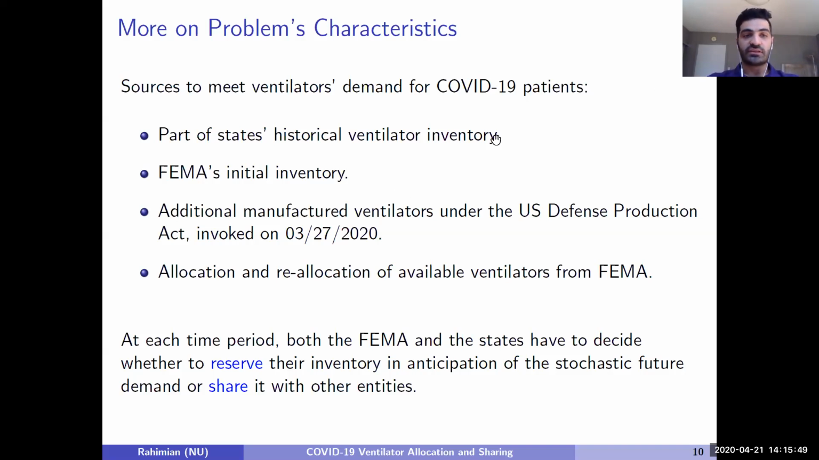What we need to do is decide how to allocate these ventilators to states. And if states don't need the ventilators, they should send them back to FEMA to be shared with other states. So essentially, at each time period, both FEMA and states have to decide whether to reserve their inventory in anticipation of the future stochastic demand or to share it with other entities.